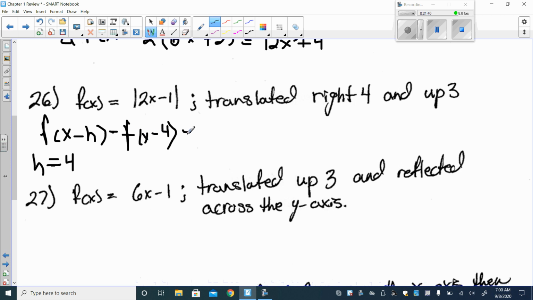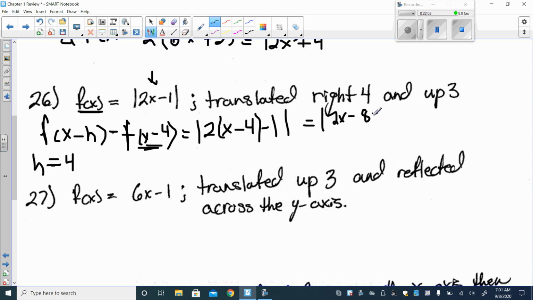Now because we don't just have f of x anymore, we have f of x minus 4, we're going to replace this x value with x minus 4. So we have the absolute value of 2 times x minus 4 minus 1. So we'll have to multiply through by 2, so 2 times x is 2x. 2 times negative 4 is negative 8 minus 1.